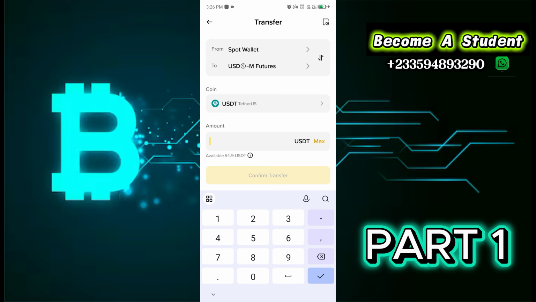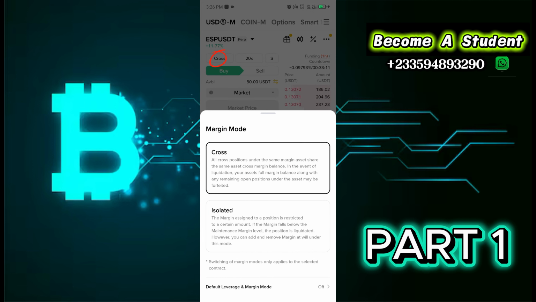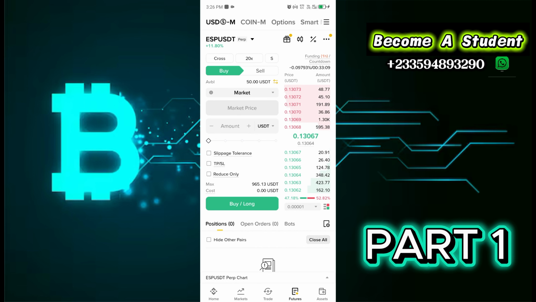So I have $54, so I'll use 50, and then I'll click on confirm transfer. You can see now we have deposited our money. Okay, now that we have deposited the money, what is the next thing to do? The next thing is to go to this place where we have the cross margin, and then we have the isolated margin. I'll explain these things, and you need to pay attention and understand.